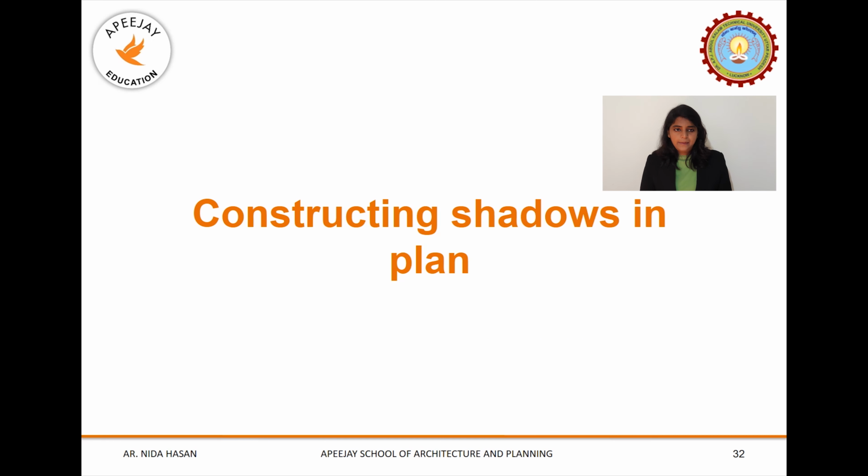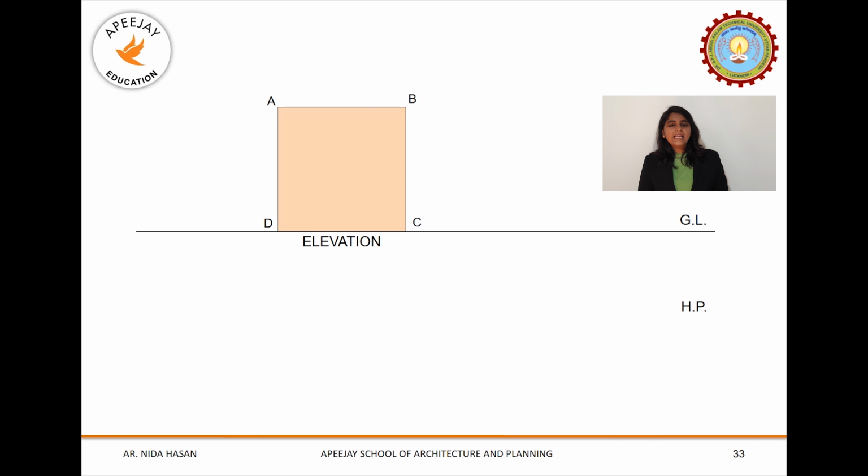Constructing shadows in plan. Now take an example of a cube of side 3 cm by 3 cm by 3 cm, which is resting on HP, 6 cm away from VP. So first of all, draw the basic orthographic projection of the object as per the given condition. And now it's time to draw the sciography of the given object. Let's start with elevation.